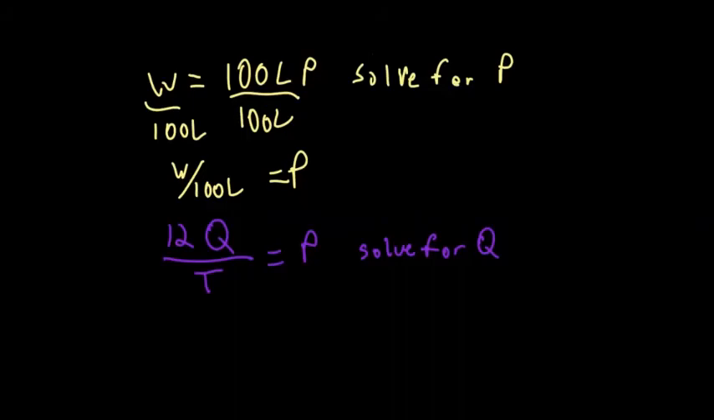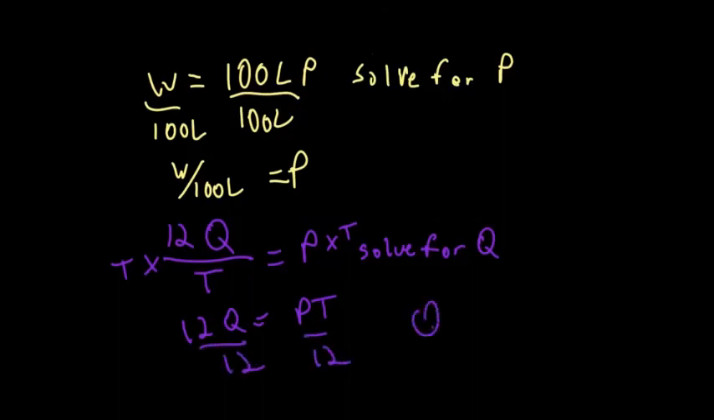Alright, so the next one I have 12Q divided by T equals P, and I need to solve for Q. So the first thing I need to do is move the T to the other side, not really get rid of it. So I'm going to times by T, I get 12Q equals PT. And the last thing being done to the Q is multiplying it by 12. So the opposite of multiply 12 is divide by 12. So I get Q equals PT divided by 12.